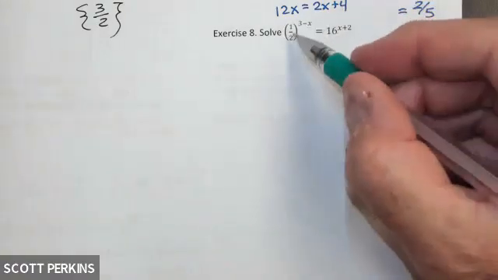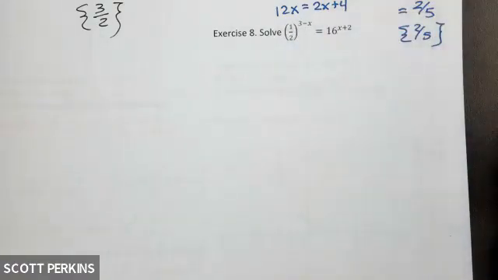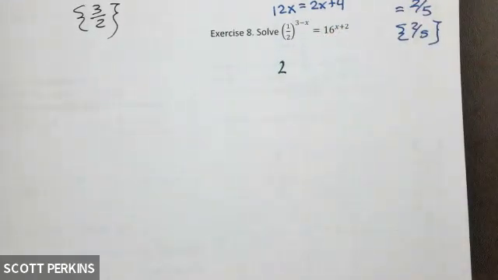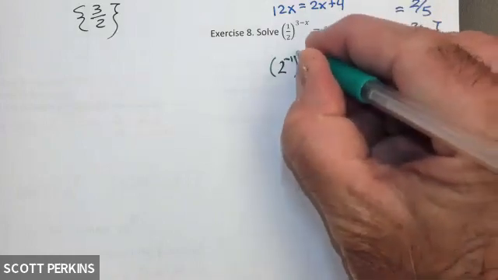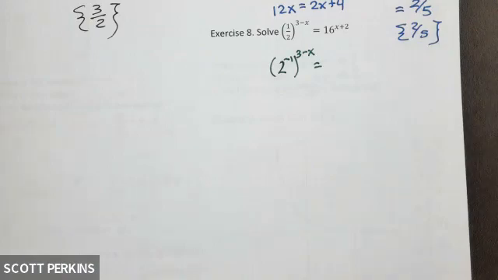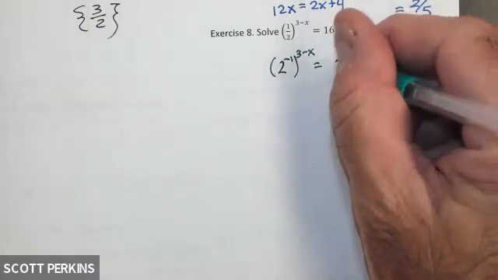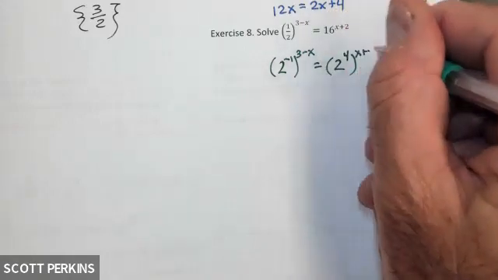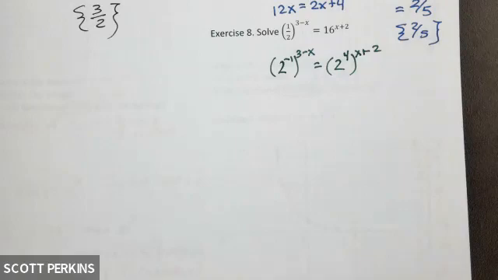Okay, so on the left side, I have a 1/2. A few minutes ago, when I asked what the bases were, I got the answer 2. How do I write 1/2 as a power of 2? It's 2 to what power? -1, okay? The -1 tells me to flip that base, and that's where the 1/2 comes from. So I have 2 to the -1 to the 3 minus x power. On the other side, the 16, how many 2's make 16? 4. 2 times 2 times 2 times 2. So I have 2 to the 4th, and then x plus 2.